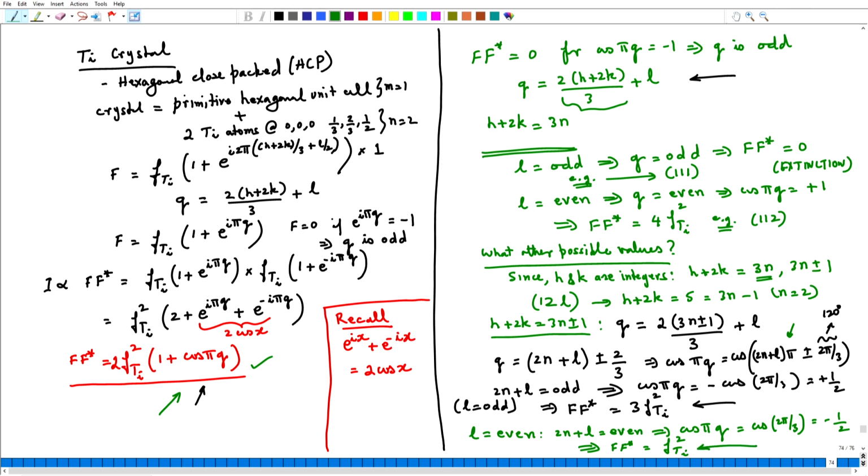So, this way I have considered all possibilities for this titanium crystal or any other crystal which has a structure of a primitive hexagonal unit cell with 2 like atoms packed in such a way that we form a hexagonal close packed structure. Thank you.